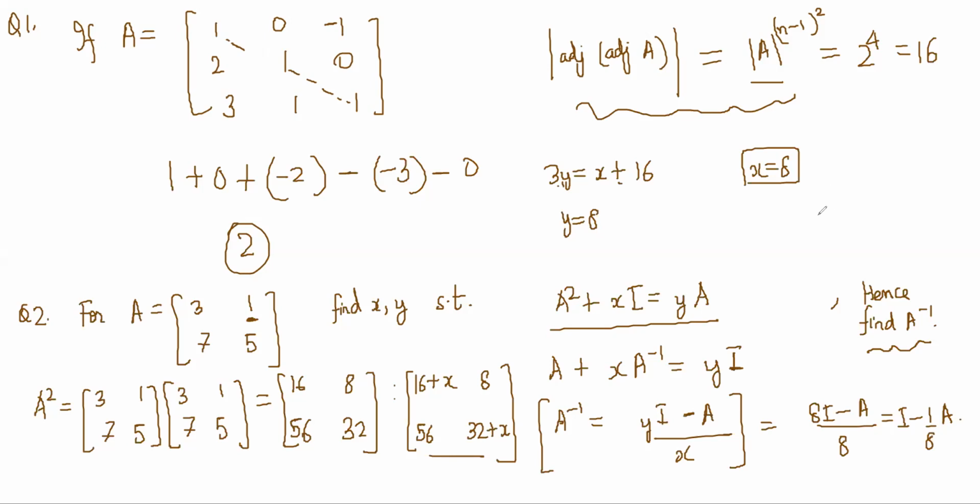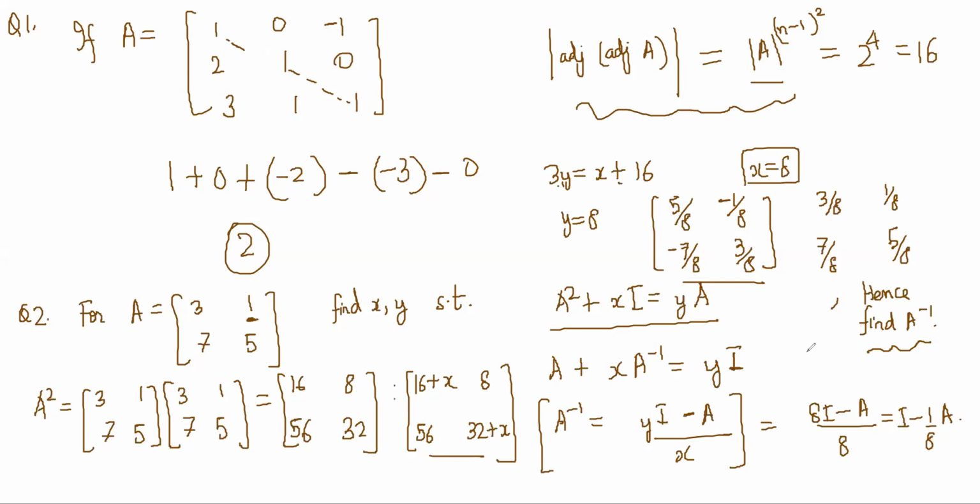So 1 by 8A is 3 by 8, 1 by 8, 7 by 8, 5 by 8, and you have to do I minus that. So this becomes 5 by 8, minus 1 by 8, minus 7 by 8, 3 by 8, right? This is your inverse. So that is the answer. We have done it without doing the 5, minus 1, 7, 3, without doing adjoint.